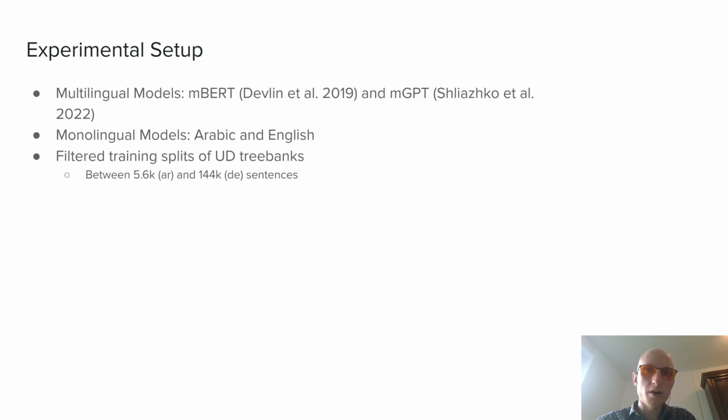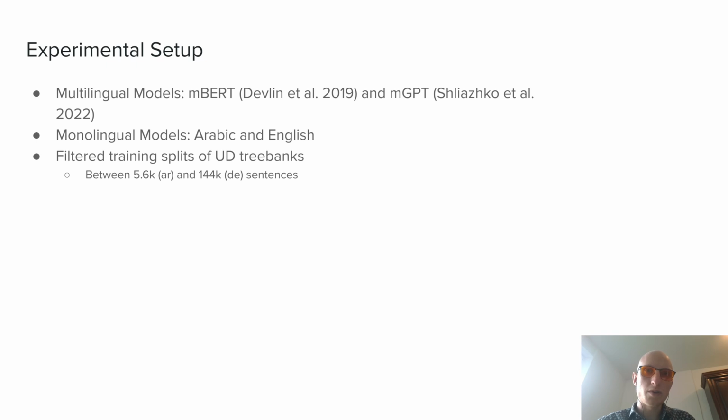We use the models Multilingual BERT and MGPT. The paper also contains some experiments with monolingual models. To mitigate the disadvantage of autoregressive models on very short sentences, we remove sentences shorter than 4 tokens. This results in dataset sizes between 5.6 thousand sentence pairs for Arabic and 144,000 sentence pairs for German.